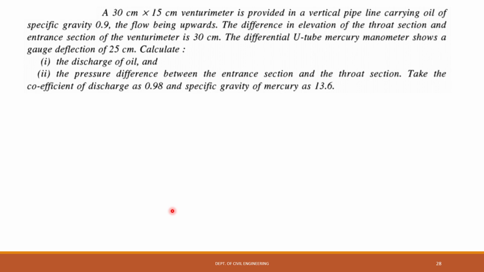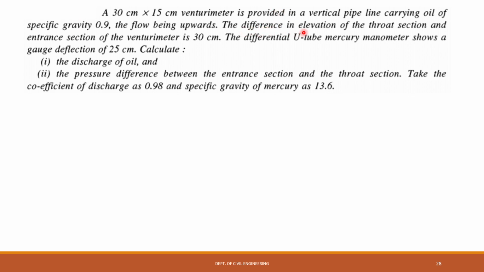Then next problem. A 30 centimeter by 15 centimeter Venturimeter is provided in a vertical pipe carrying oil of specific gravity 0.9, the flow being upwards. Here in this question, the venturimeter is vertical, so it can be either case 4 or case 3. The inlet diameter and throat diameter are given. Then the specific gravity of the oil flowing through the pipe is 0.9.